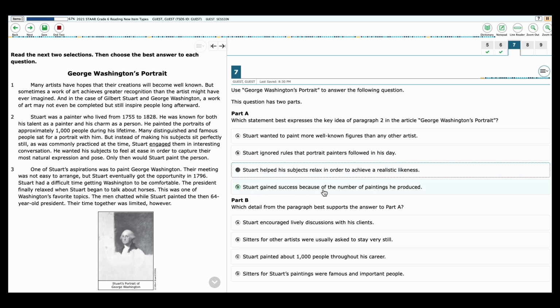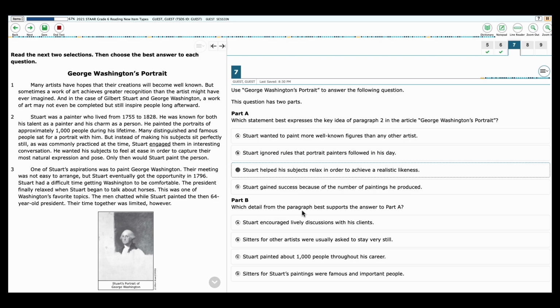And Stuart gained success because of the number of paintings he produced. And that's not correct, as we're thinking about this being really the main idea or key idea. All right, so now that we've answered part A, and we know it's about helping the subjects relax, we're going to look at part B.